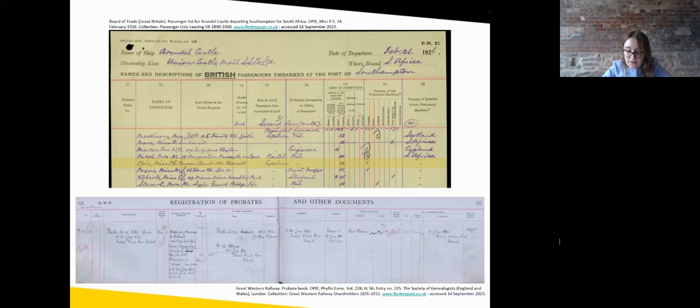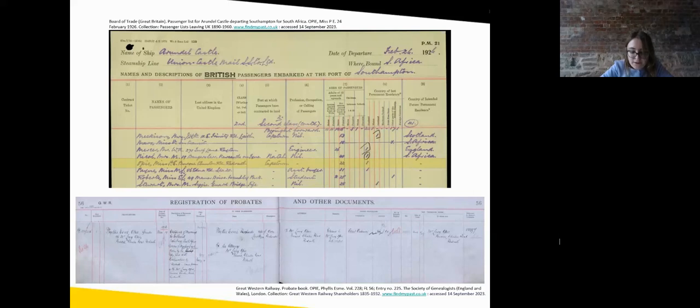She sailed on the Arundel Castle from Southampton to Cape Town in February 1926 and never moved permanently back to the UK. This feels like a major decision to emigrate alone at 23, but Phyllis Esme married Owen just a month later in March, and he was from Camborne, so she probably knew him before she sailed.